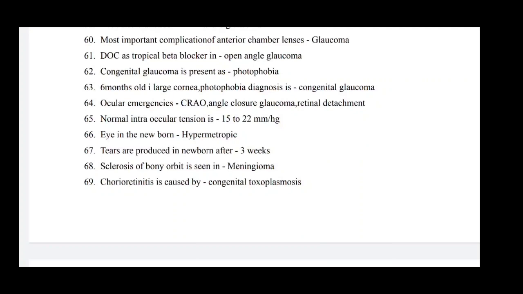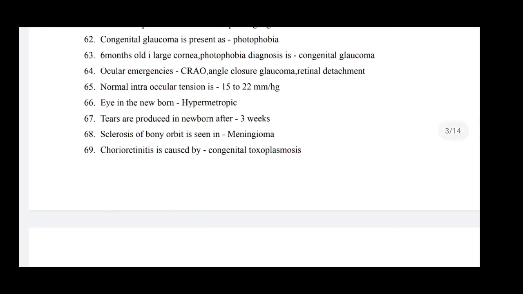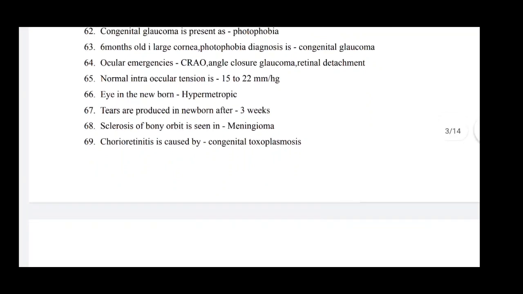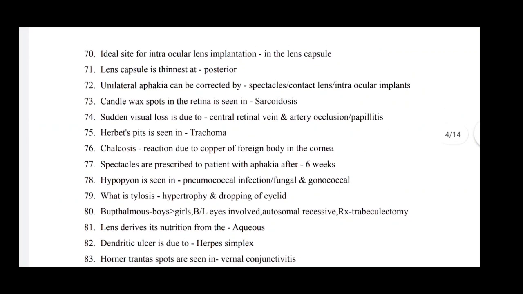Eye in the newborn is hypermetropic. Tears are produced in a newborn after 3 weeks. Sclerosis of bony orbit is seen in meningioma. Chorioretinitis is caused by congenital toxoplasmosis. Next one, ideal site for intraocular lens implantation is the lens capsule. Lens capsule is thinnest at the posterior side. Unilateral aphakia can be corrected by spectacles, contact lenses and intraocular implant.